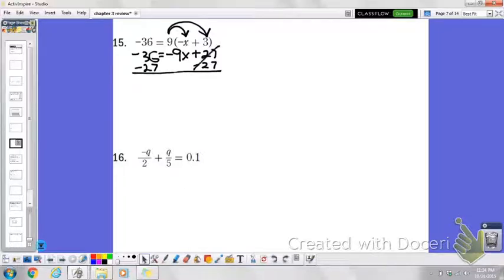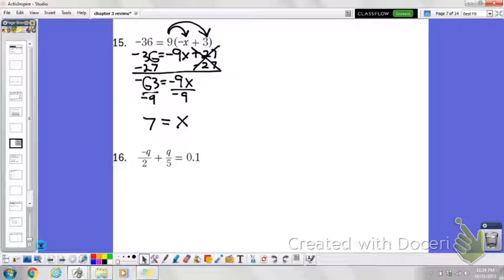27's on the right cancel out. They're gone. So we have negative 63 is equal to negative 9x. Divide both sides by negative 9. And I get 7 is equal to x.